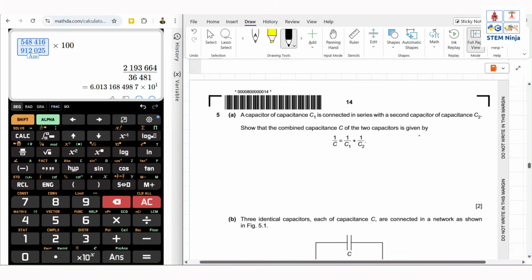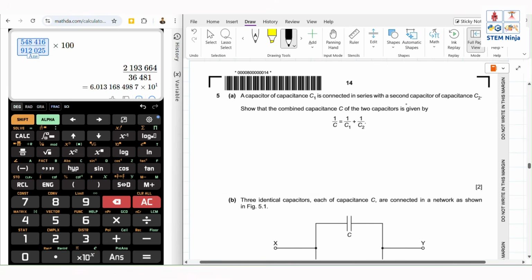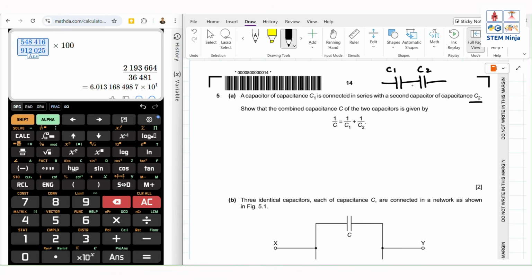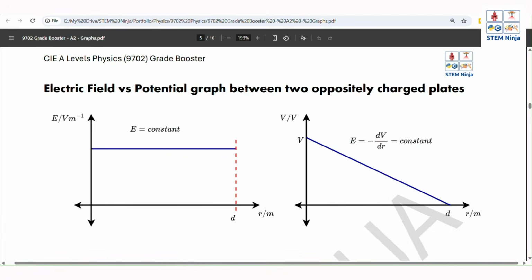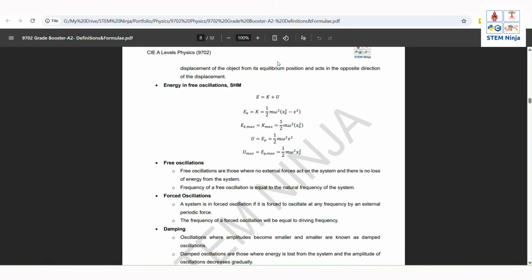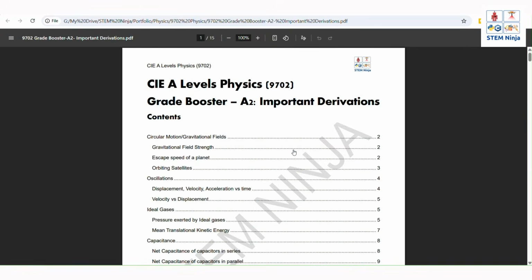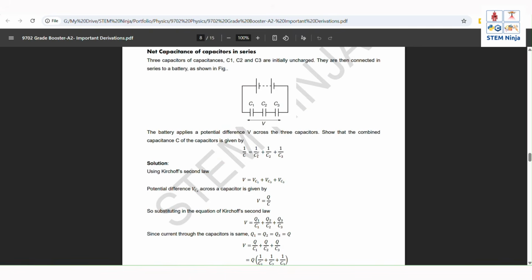A capacitor of capacitance C1 is connected in series with the second capacitor of C2. So this is C1, this is C2. Show that the combined capacitance C of the two capacitors is given by... Okay, so again, this is a derivation, and once again, we do have derivations. Net capacitance of capacitors in series is exactly what we need to show.